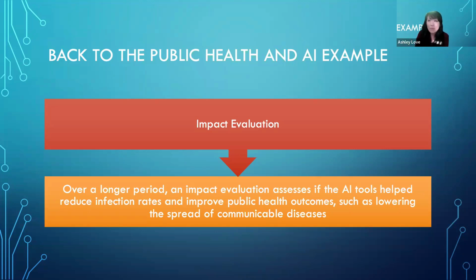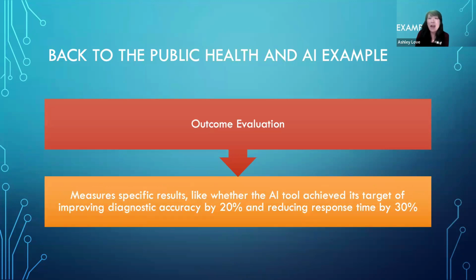And then outcome evaluation is very straightforward. It measures specific results. So for example, did the AI tool achieve its target of improving diagnostic accuracy by 20% and reducing the time by 30%? When we do outcome evaluation, you're usually putting either percentages or specific numbers by a certain time to show that the outcome actually met the expectation.